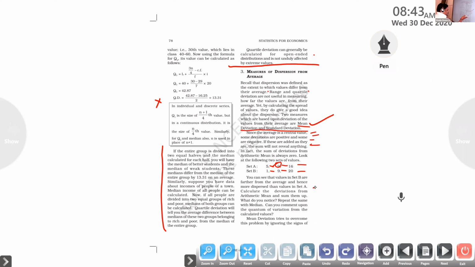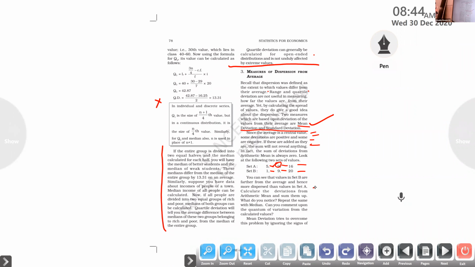So this is the thing. Basically, we are able to find the difference between the lowest value and the highest value and the average. So mean deviation tries to overcome this problem by ignoring the signs. So negative values will be there. If you are using these negative values and positive values together, it will not reveal the real difference between the average and the lowest value and average and the highest value. So we are using this method.